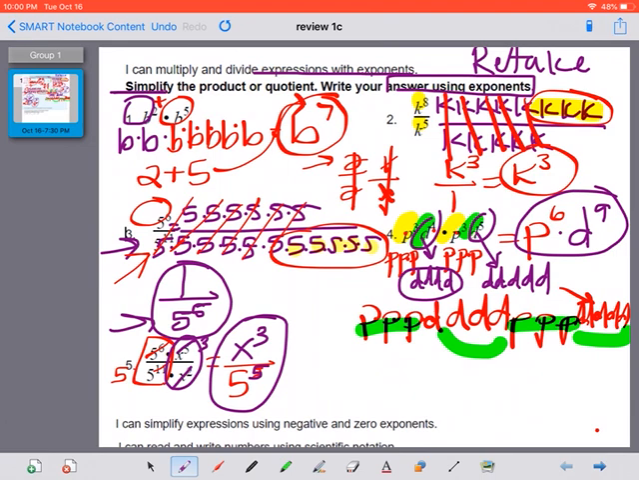If you have questions about this, please let me know. Otherwise, if you're ready to do your retake, go up and ask for a piece of paper. Good luck.